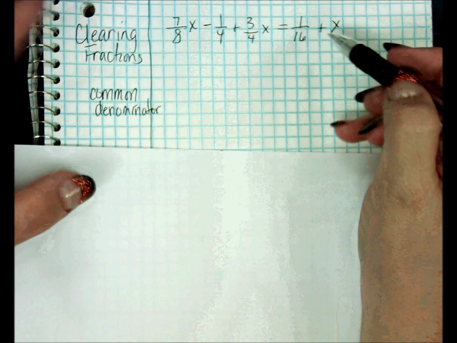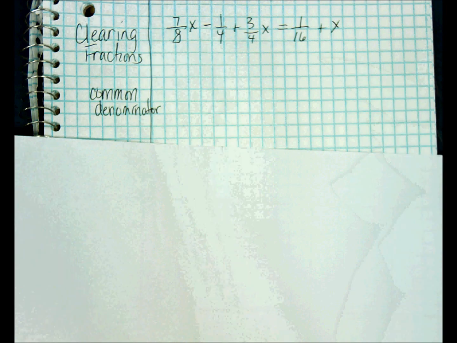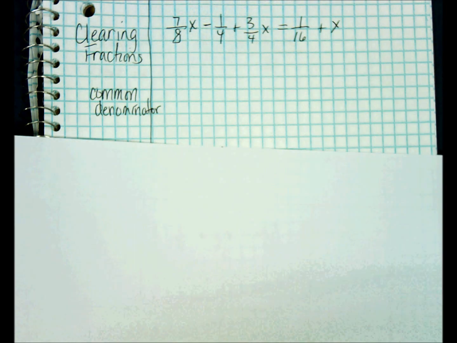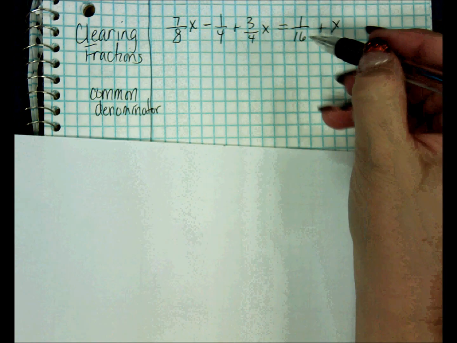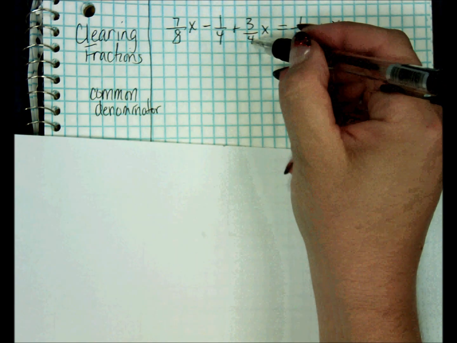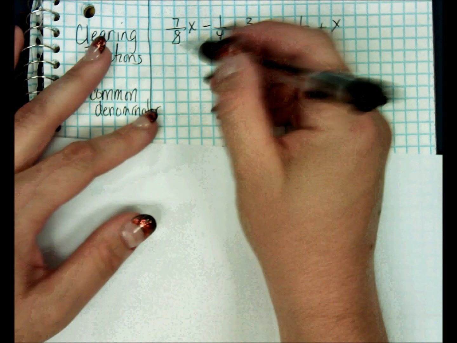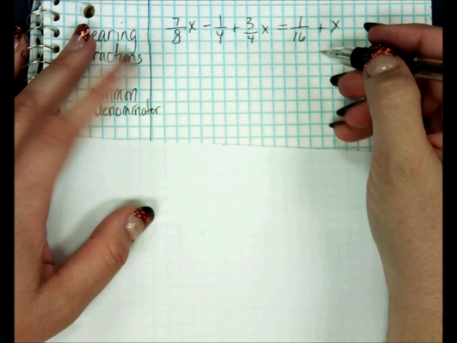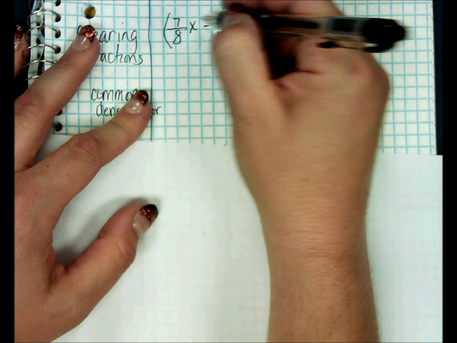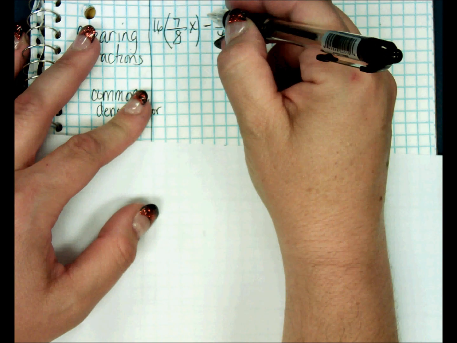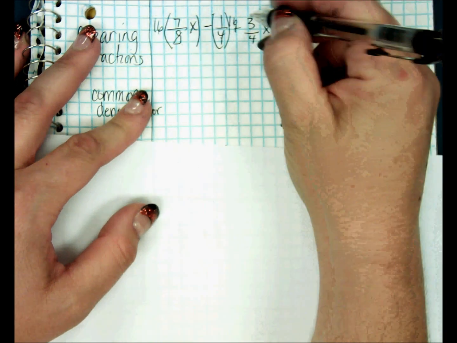And here we have 16, 4, 4, and 8. I always start with the largest one and see if they all can be multiplied to get 16. So 4 times 4 would give me 16. 8 times 2 would give me 16. So my common denominator is 16. Now you're going to multiply every piece of the puzzle by that 16.